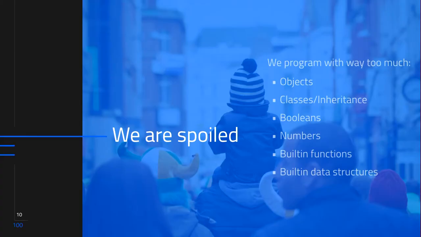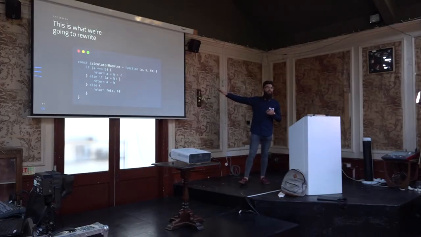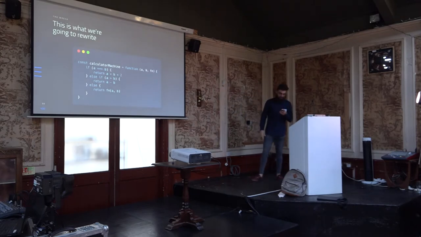So the truth here is that we're spoiled, right? We program with way too much. Who here knows JavaScript? Right, so for the ones who don't, worry not, because I'll only use functions, so that's the only piece of JavaScript you actually need to know. And this is what I'm going to bring, right? So we have this very ugly function, and I'm going to remove everything from here, and I'm just going to use functions to rewrite all that.